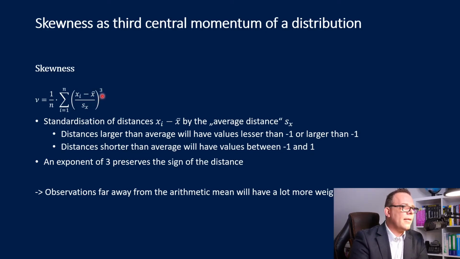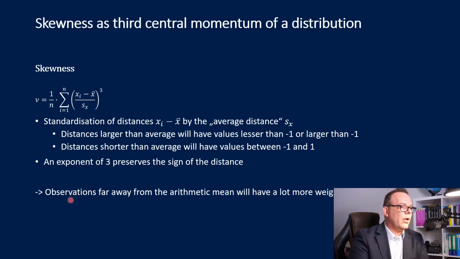So we standardize all those distances with the average distance, with the standard deviation here, and then they have an exponent of 3. They will be calculated in the power of 3, and taking them in the power of 3 means that the sign is preserved, because the distance can also be negative. We have already seen that in the beginning. So if it is negative, even in the power of 3, it is still negative. If it is positive, it is still positive.